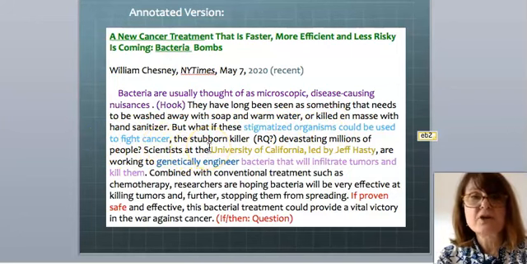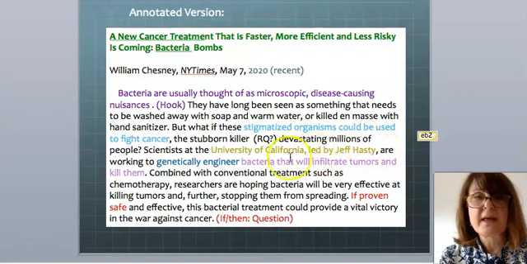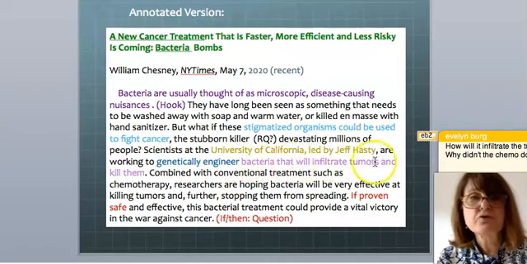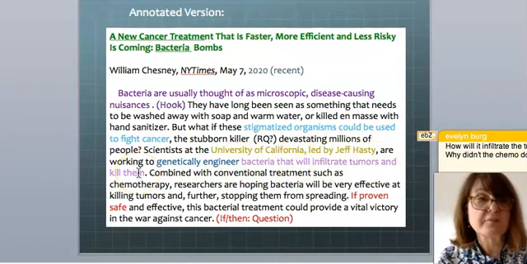The next information that I thought was important was that the studies are going on at the University of California, and they are led by one researcher named Jeff Hasty. And they are trying to, what are they trying to do? And I asked here, how will it infiltrate the tumor? They're trying to engineer bacteria that will infiltrate tumors and kill them.